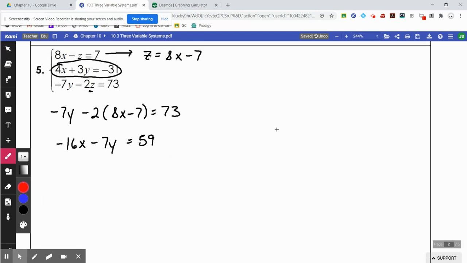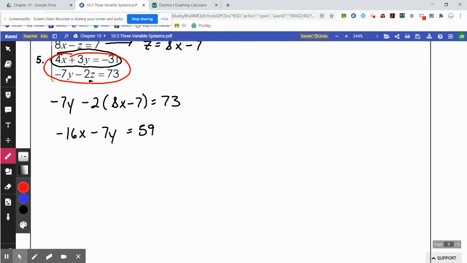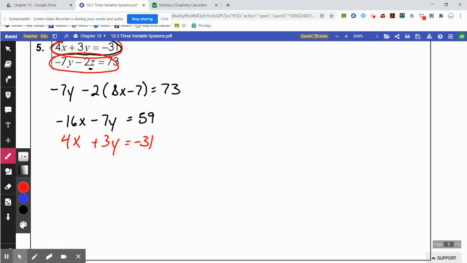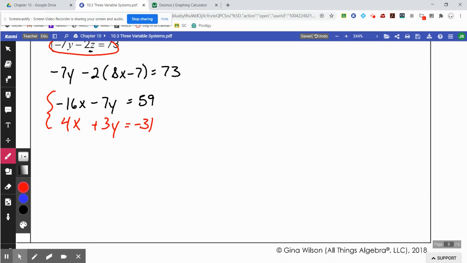Okay, now that I've done that, I've used these two equations to form this new one. Now I'm going to take my first equation up there as well, and I'm going to pair it with it. Actually, no, I'm not. I'm going to take my second equation because I used this one and this one to form this new equation. So now I'm going to pair it with this middle one, 4x plus 3y equals negative 31. So now I have two equations that have only x's and y's. I would probably use elimination, multiply the second one by 4, and the x's will cancel. But regardless of how you do it, here's what you get for x and y.